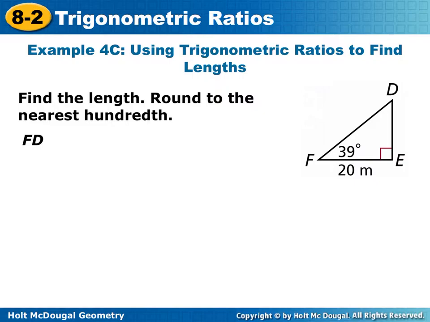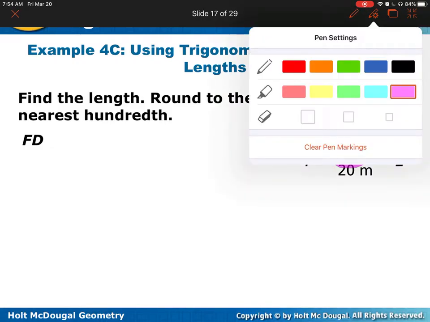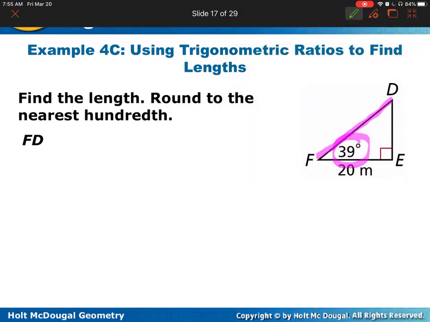Okay. Then we have for C, we're going to find FD this time. So we're looking to find FD. We've got 39 degrees. So FD, we're looking to find, is our hypotenuse. So we've got 39 degrees. We have our adjacent and we're looking for our hypotenuse.